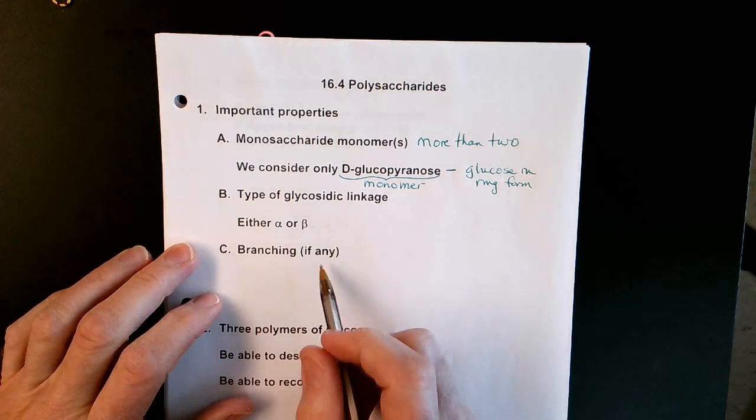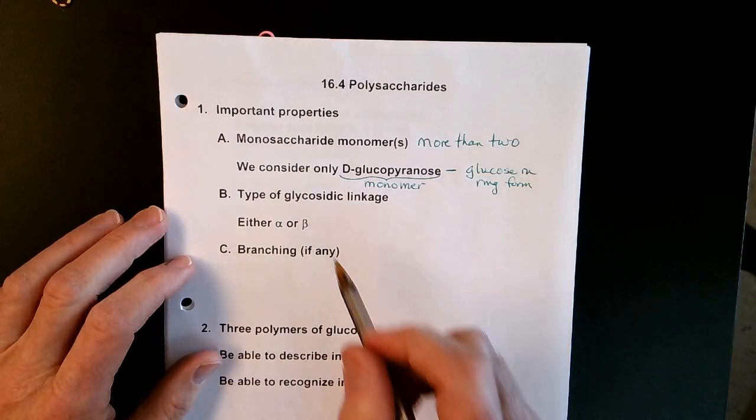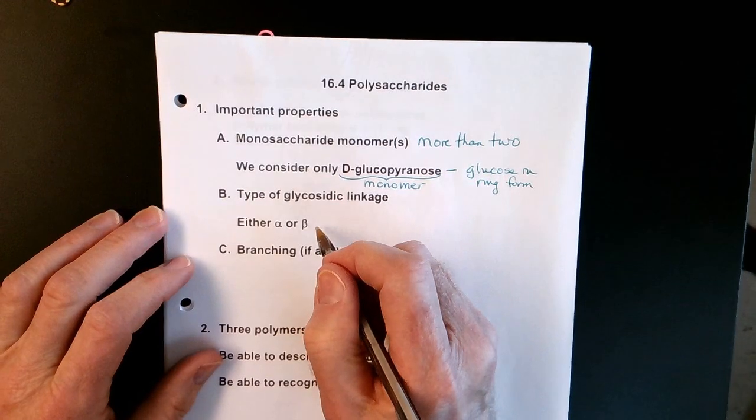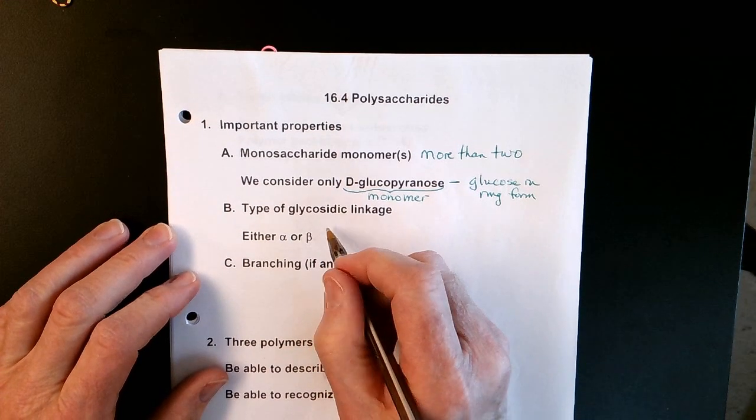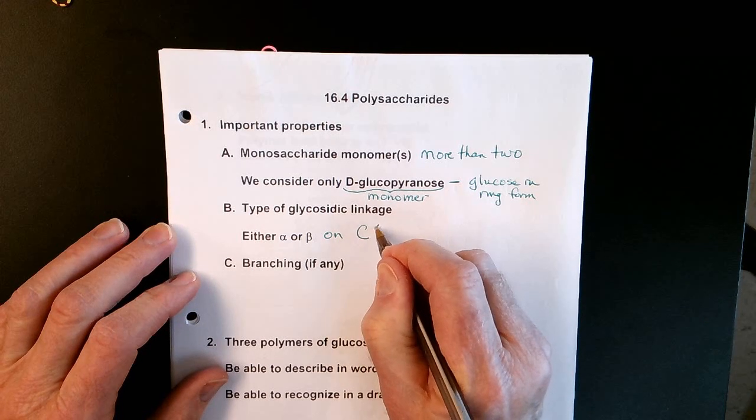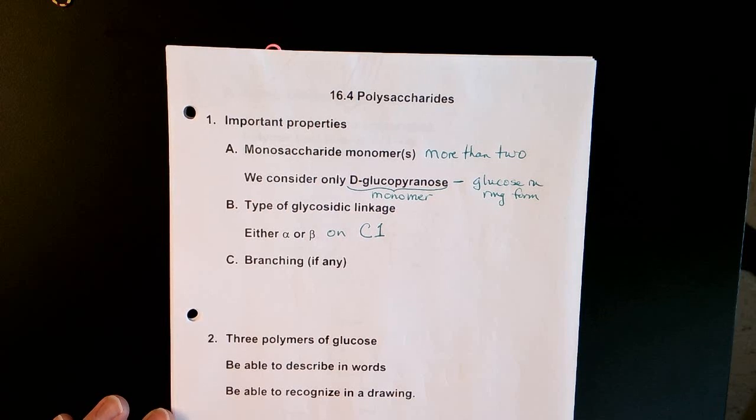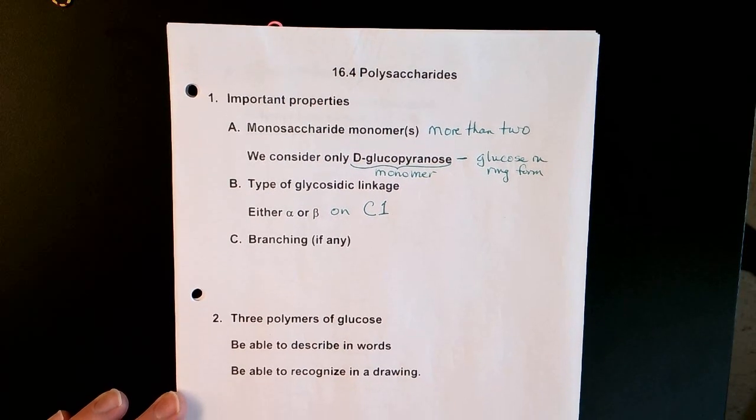All right, we talk about them several different ways. One of them is the monomer. There's only one. The kind of glycosidic linkage, and remember this right here. They're going to be either alpha or beta, and that's talking about the linkage on carbon number 1. So we did some practice with that last time. We'll do some more this time.